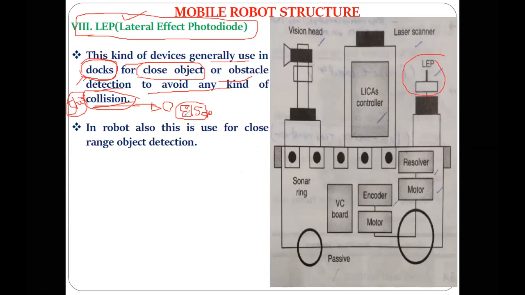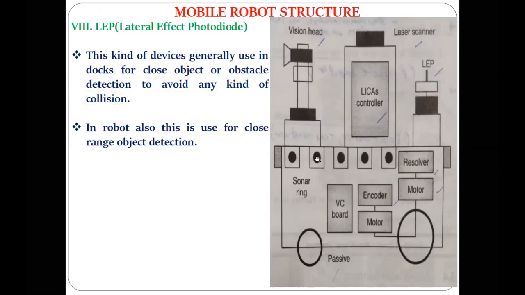It might not be possible to detect them with the help of such other devices, where this kind of LEP, lateral effect photodiodes, are being utilized. Just like it is being utilized in docks or ships, this kind of device can also be utilized in robots for the purpose of close range object detection, for objects very close to the robot which might not be detected by other devices. That close range object can be detected with the help of lateral effect photodiode kind of devices.